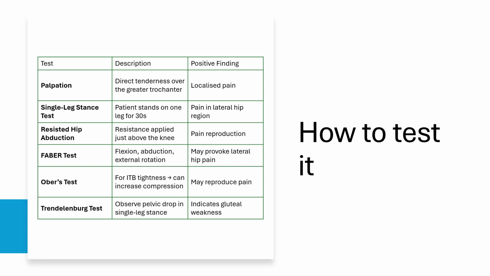We can do the FABER test, and that might provoke lateral hip pain. We can do the Ober's test, and that may reproduce pain for the patient as well. And then we've got the Trendelenburg test, and that can indicate gluteal weakness.